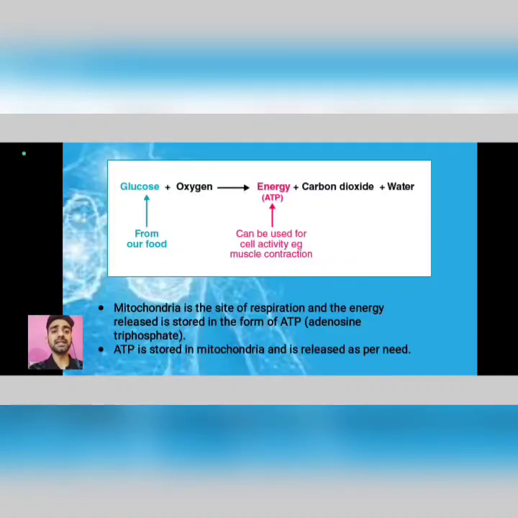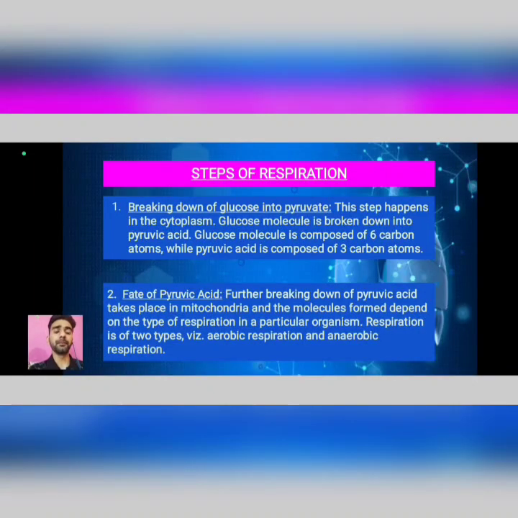Now here you can see the glucose undergoes oxidation, producing energy and some byproducts like carbon dioxide and water. Glucose comes from the food, right? And oxygen is also supplied by the blood via the process of breathing, right? Now next are the steps of respiration. What are the steps involved in respiration?